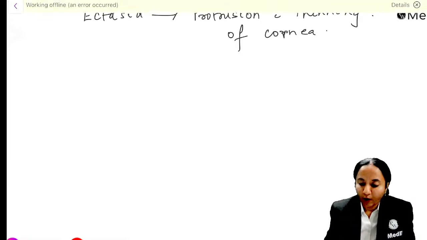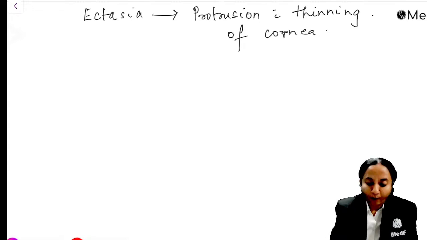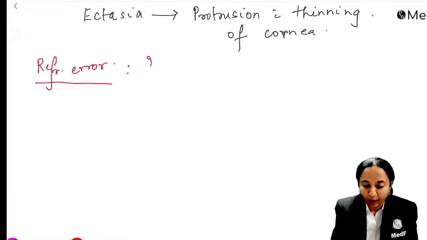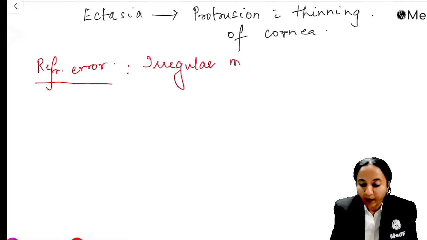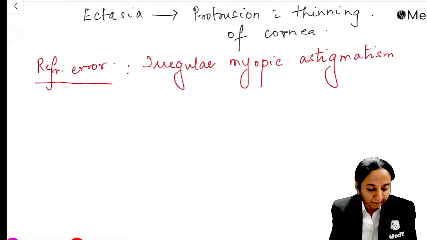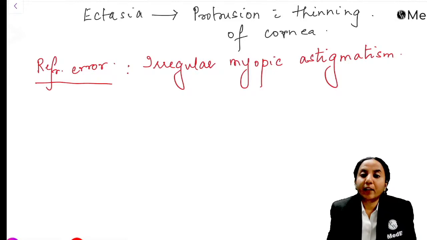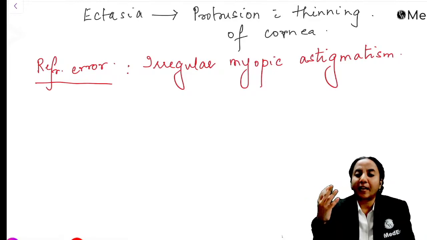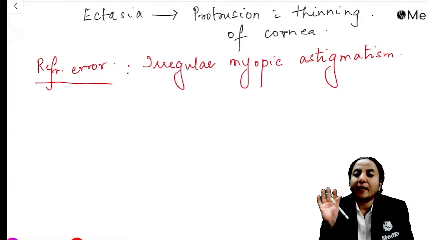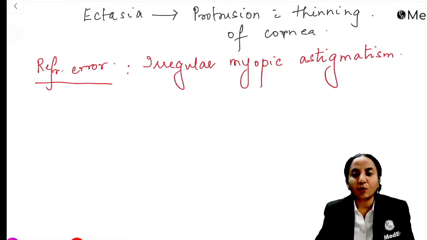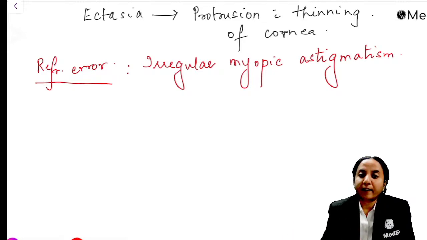Now, because of this protrusion of the cornea associated with thinning, what is the problem? What is the refractive error that you see in keratoconus? The refractive error associated with keratoconus is irregular myopic astigmatism. Again, a common MCQ. Because of this irregular myopic astigmatism, the symptoms are frequent change of glasses and being unhappy with glasses. Irregular astigmatism cannot be corrected with glasses, so whatever glasses we give, the patient will be unhappy. He keeps on changing his glasses because he thinks the next pair will let him see better. So this irregular myopic astigmatism is the problem in keratoconus.